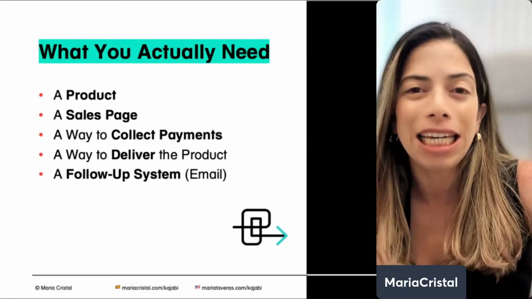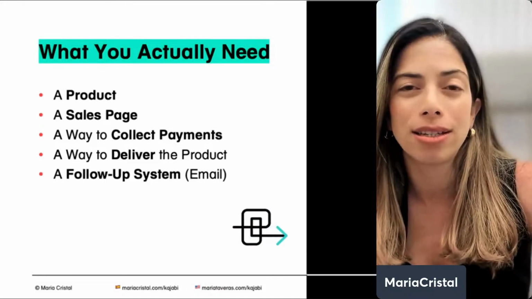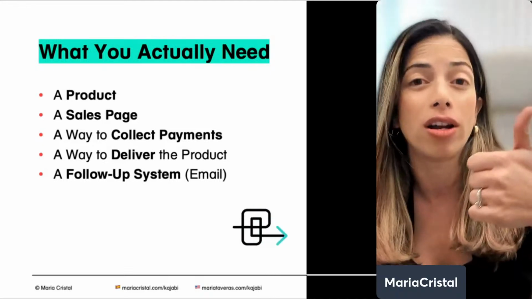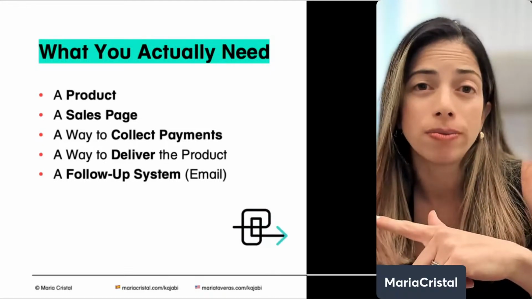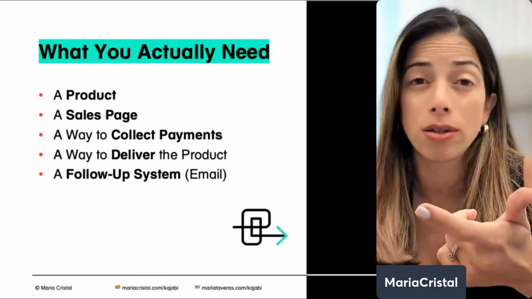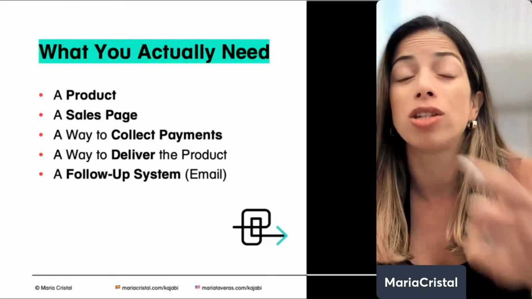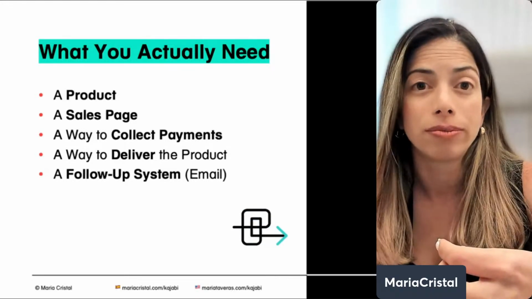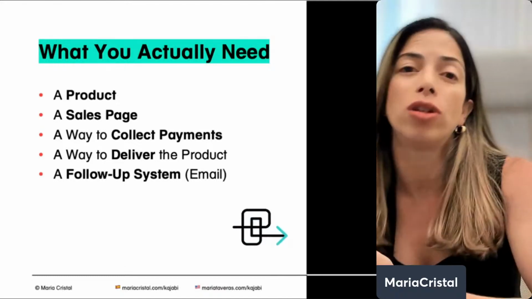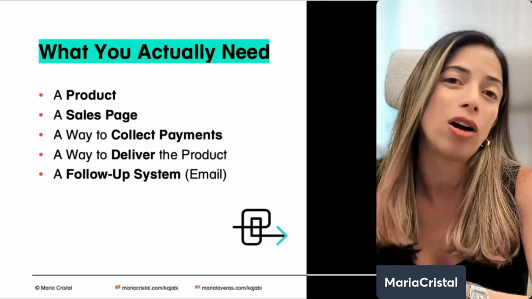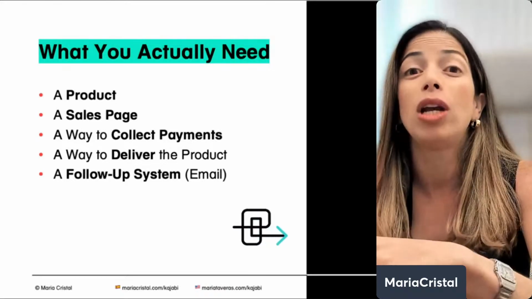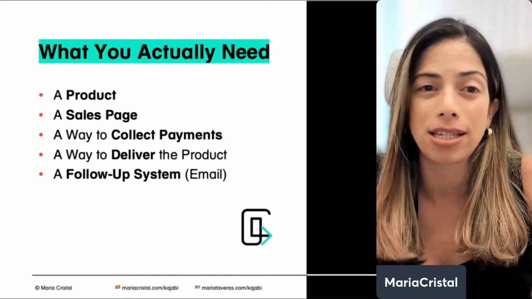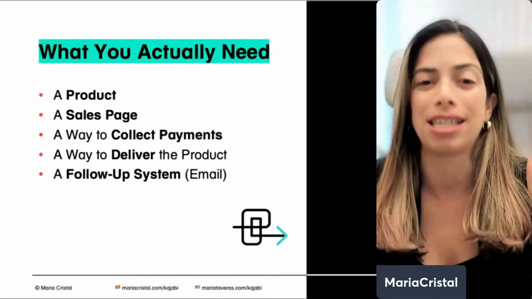What do you actually need? There are 5 core elements you need inside your digital business or online business, however you prefer to call this. You need your product. You need your sales page. It's not about how it looks or the design, the visual aesthetics, but the transformation. When they read your sales page and they feel that you will help them get rid of a pain or get closer to a desire, then they get their credit card out and pay. You need a way to collect these payments, a way to deliver your product, and a follow-up system, which is basically an email marketing system, okay?